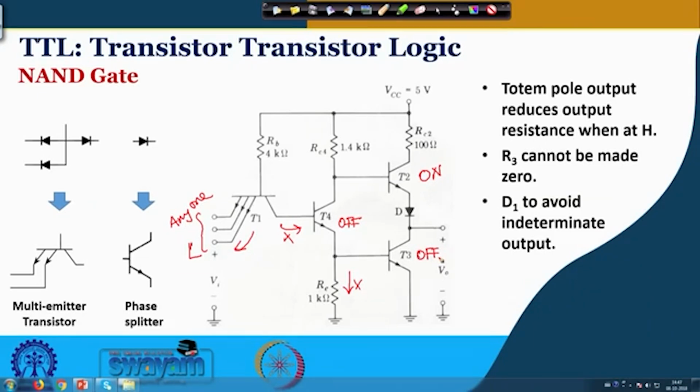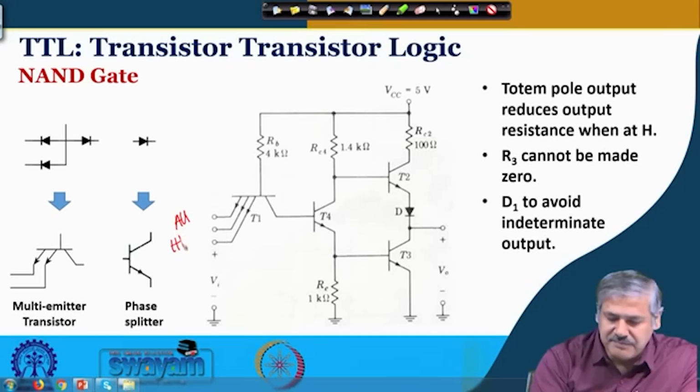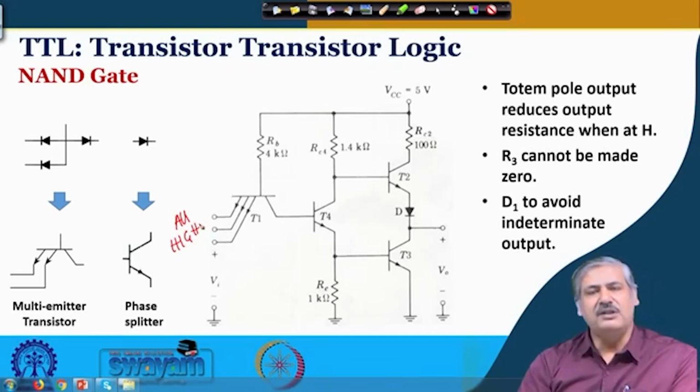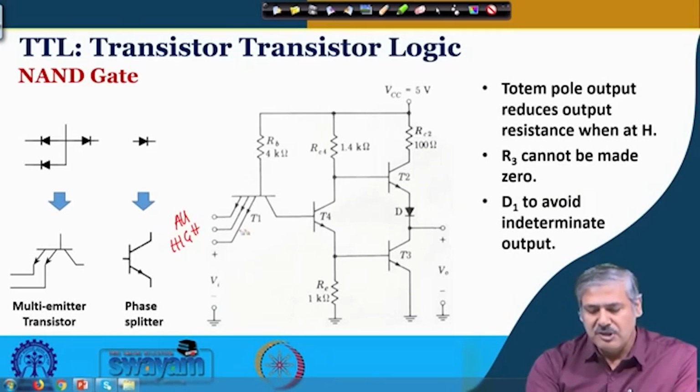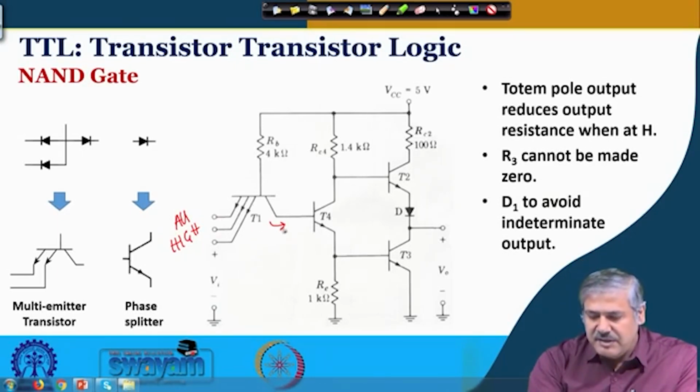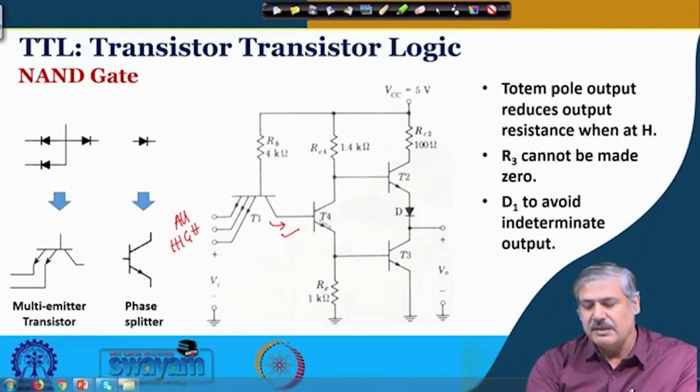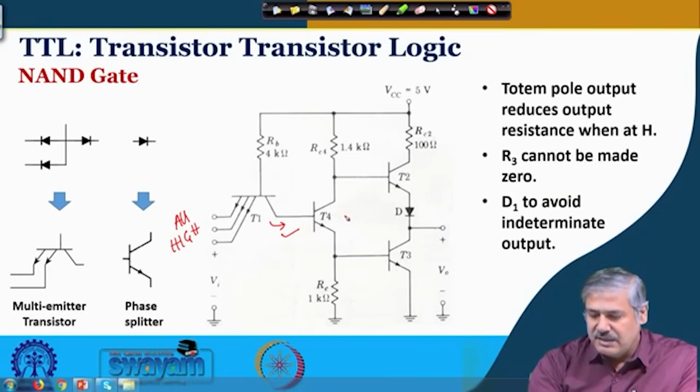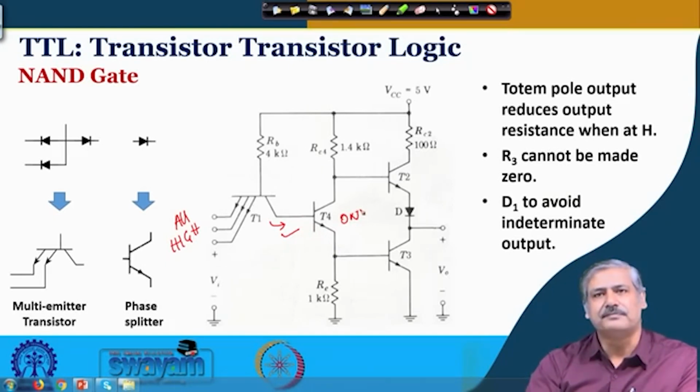Now, let us look at the other case, when all of them are high, all the inputs are high. What is happening at that time? Some current is driven towards this direction, right. So, this gets sufficient base current, for which this transistor becomes on.